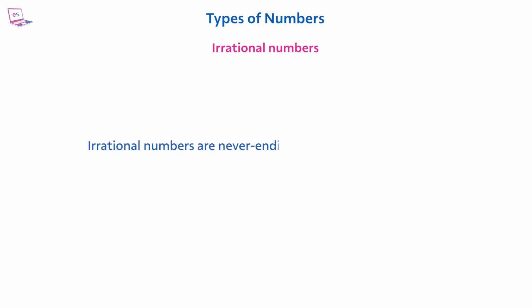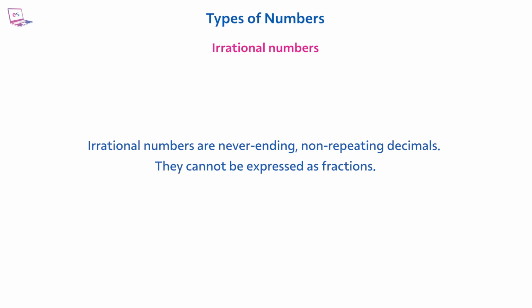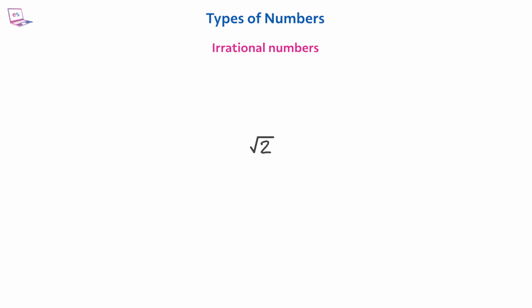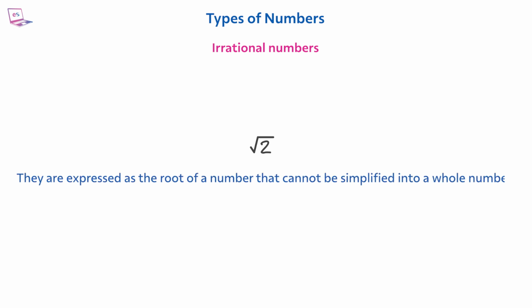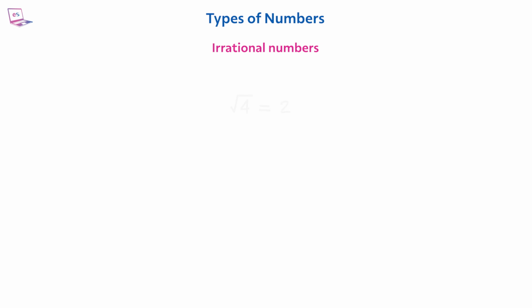Irrational numbers are never-ending, non-repeating decimals. They cannot be expressed as fractions. Surds are typically irrational numbers. They are expressed as the root of a number that cannot be simplified into a whole number. For example, the square root of 4 equals 2, which is not a surd since it simplifies to a whole number. In contrast, the square root of 2 is a surd because it cannot be simplified to an integer.